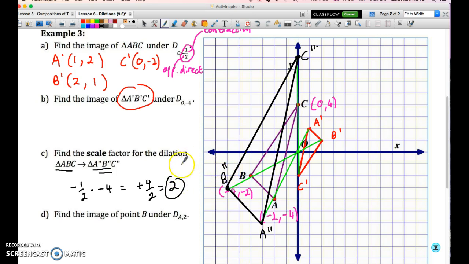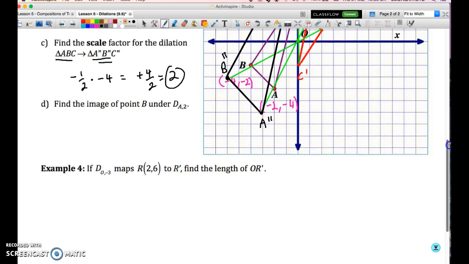So remember, in a composition of transformations like this one, instead of performing the first transformation and then the second, if we multiply the 2 dilation factors, since we have the same center of dilation, we can arrive at the scale factor for the dilation that covers the composition of those 2. Okay, sorry, 2 more to go.